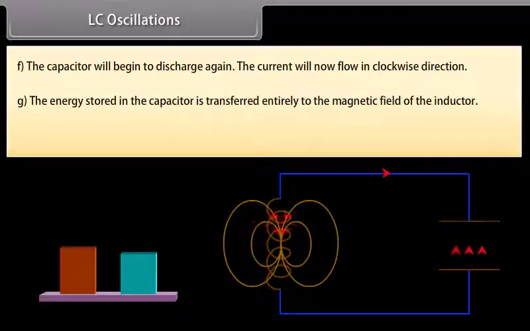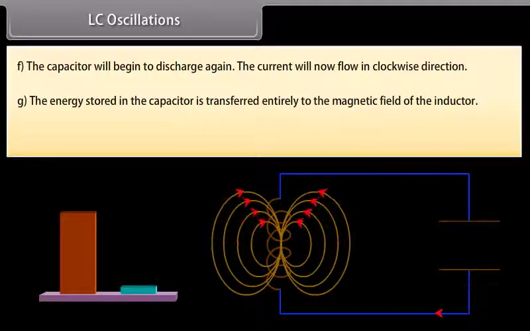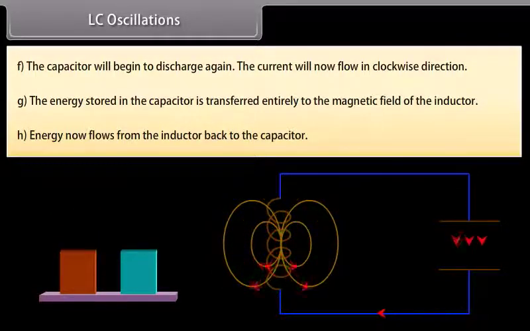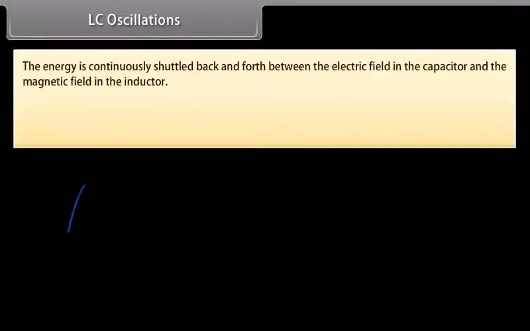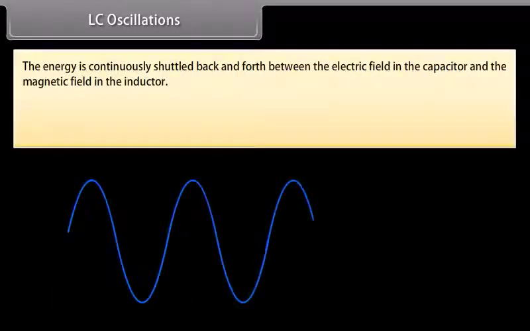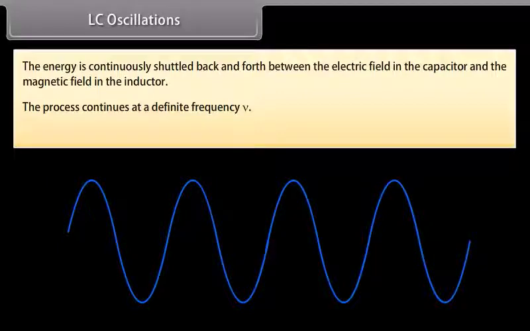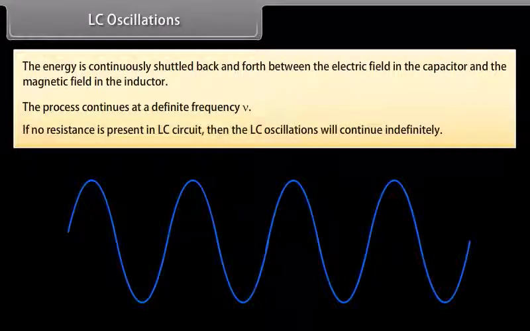The energy stored in the capacitor is transferred entirely to the magnetic field of the inductor. Energy now flows from the inductor back to the capacitor. The energy is continuously shuttled back and forth between the electric field in the capacitor and the magnetic field in the inductor. The process continues at a definite frequency nu. If no resistance is present in the LC circuit, then the LC oscillations will continue indefinitely.